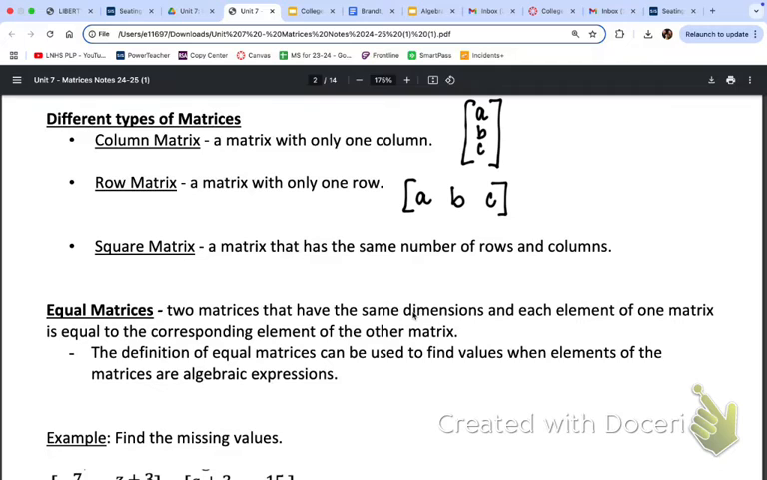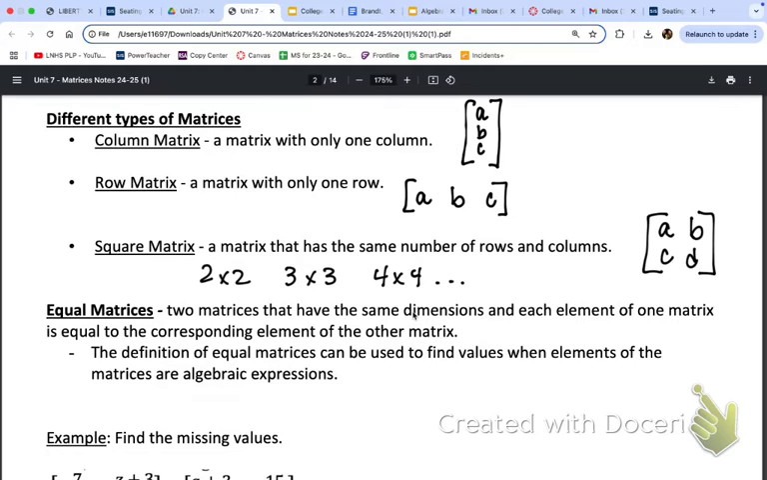The other type that we have is a square matrix. It's when it looks like a square. So, for example, A, B, C, D. It's not just 2 by 2, it could be a 3 by 3, 4 by 4, dot, dot, dot. All of those are examples of square matrices.